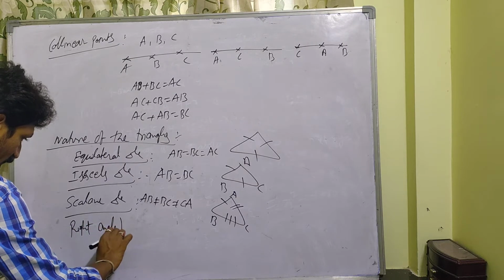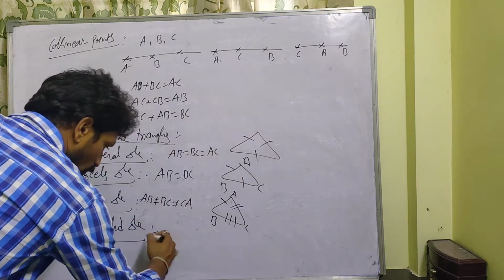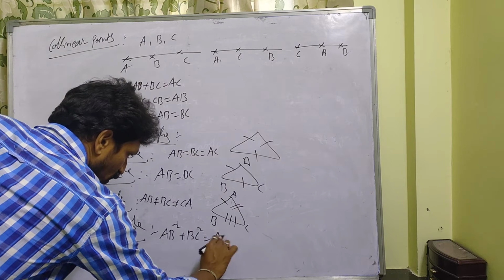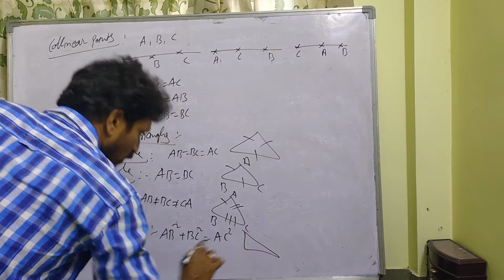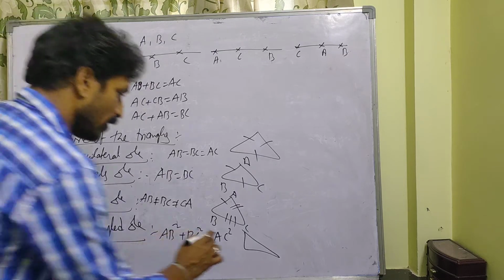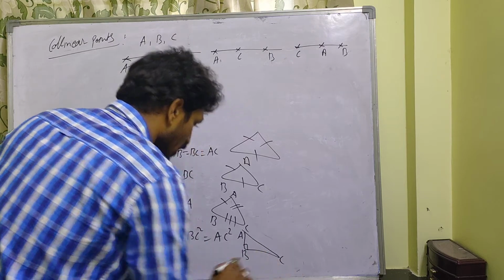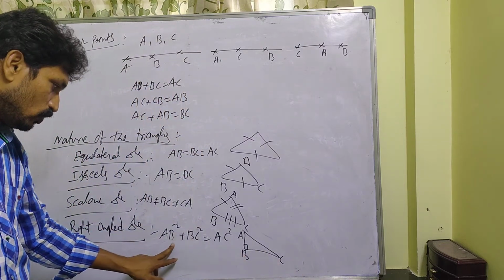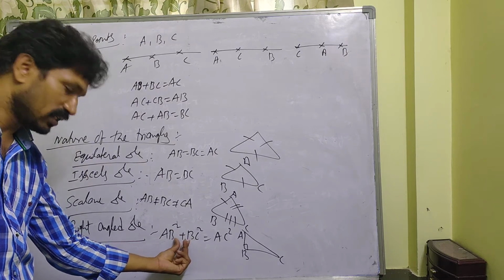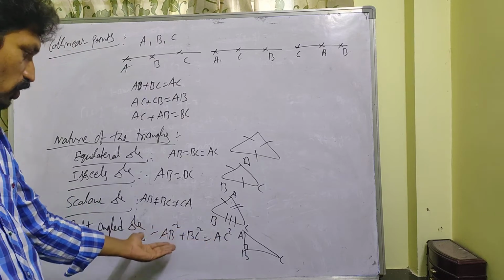Right angled triangle. What is the right angle triangle? You know very well. Whenever AB square plus BC square is equal to AC square, then we can say it is the right angle triangle, right angled at B, angle B. You take B, A, C. It is at B because these two terms have the common vertex, that is the right angle vertex.